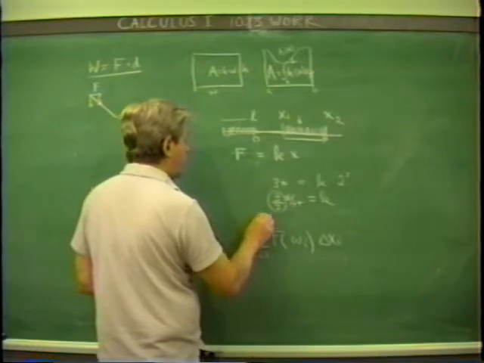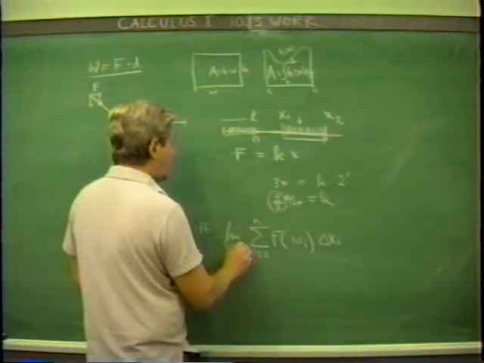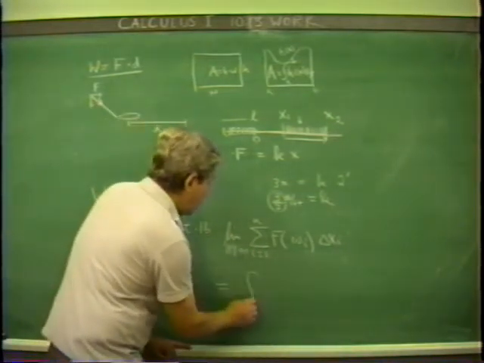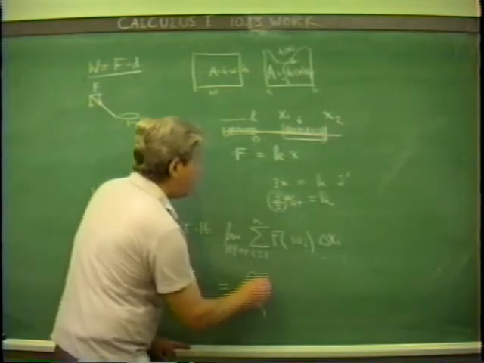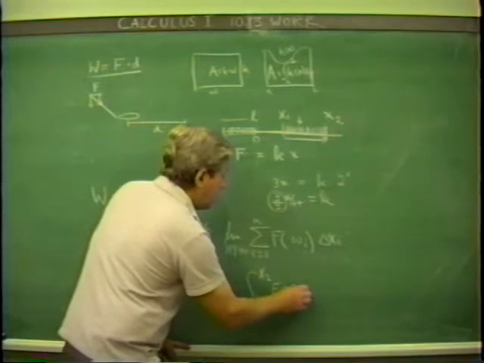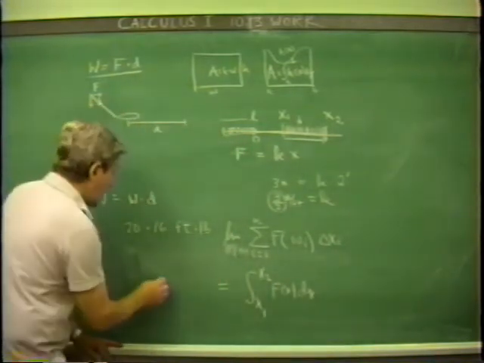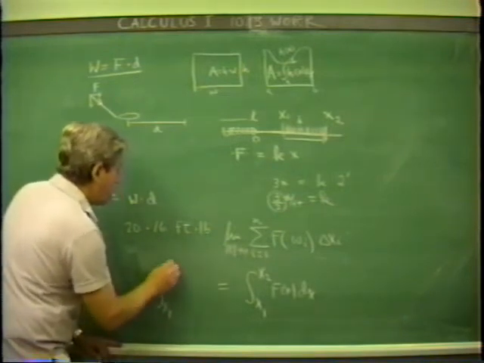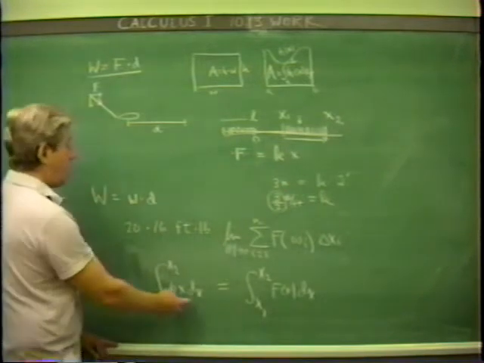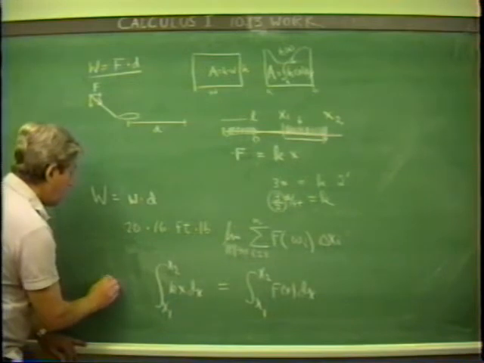The distance traveled is going to be delta xi, and to compute the work, we would want to add all the little pieces of work up, i equals 1 through n, and to get this exact, we would want to take the limit as the norm of the partition goes to 0. This, of course, is exactly what you want here. This corresponds to the integral from x1 to x2 of f of x with respect to x. And for our particular situation, we know that f of x is kx. So this is the integral from x1 to x2 of kx dx.